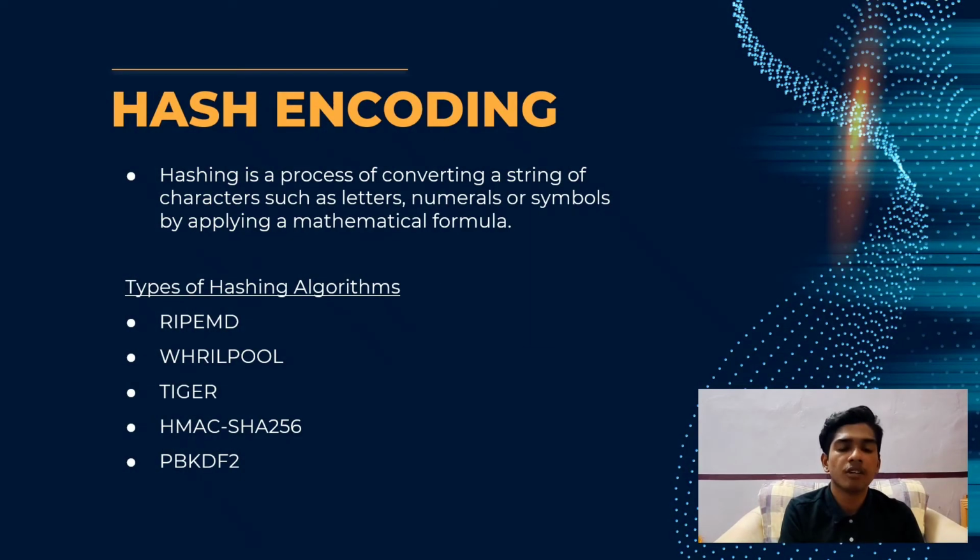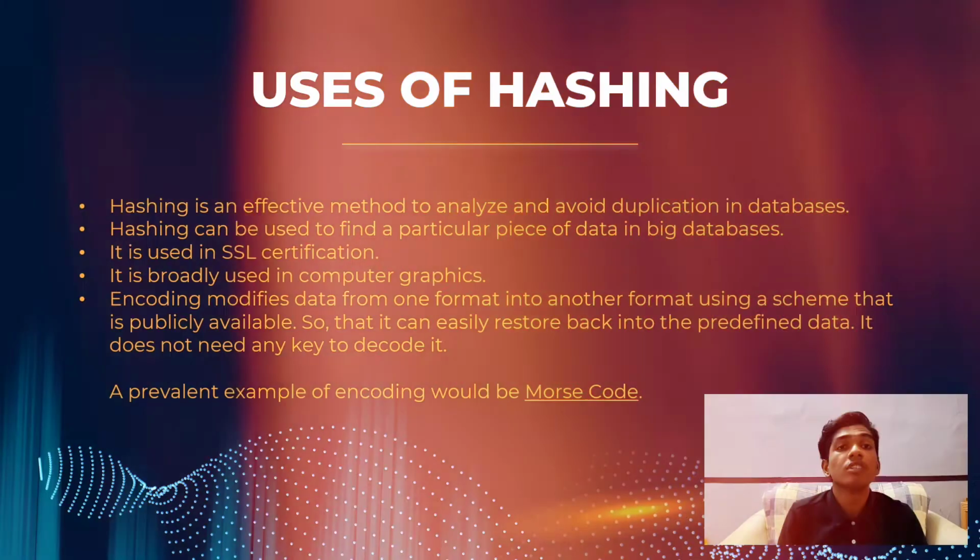So, hash encoding. Hash encoding is a process of converting a string of characters, letters, numerals, symbols by applying a mathematical formula. Types of hashing algorithms. There are many types of hashing algorithms, and 5 examples I have here are RIPEMD, Whirlpool, Tiger, HMAC-SHA256, PBKDF2.